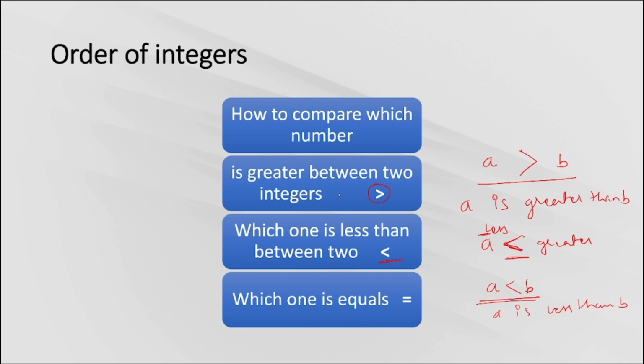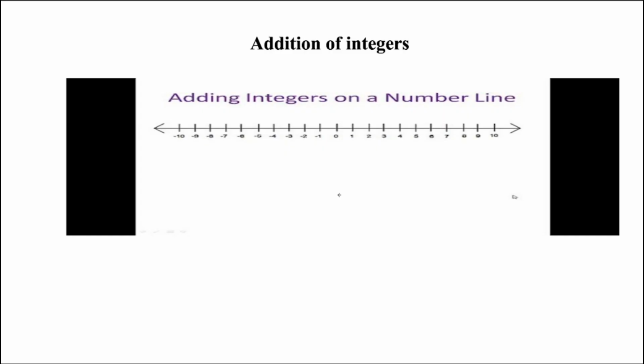Okay, next, in our problems, what we will do is adding integers on a number line. How do we add integers on the number line? Let's do some comparison between the numbers, and then we will move to the addition of two numbers on the number line.